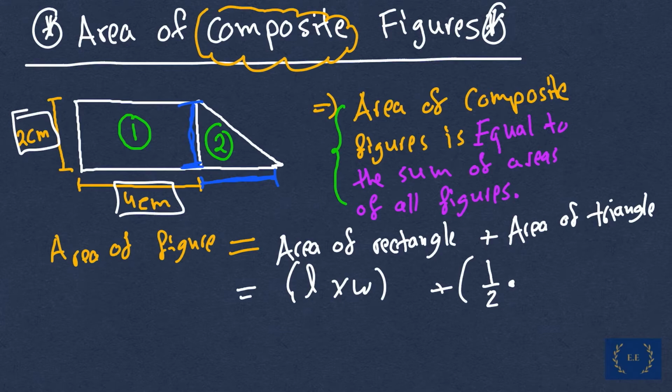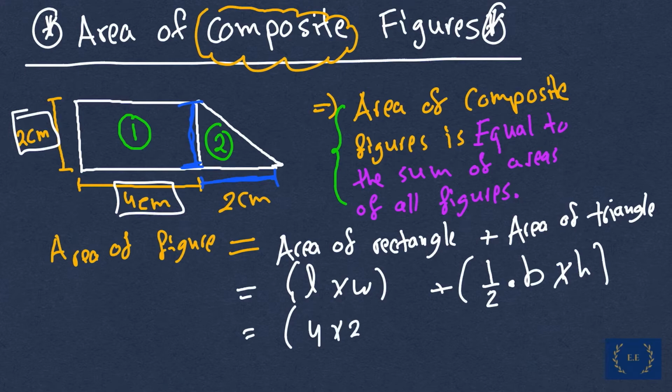So we have a missing piece here. So let's say I have this to be 2 centimeters long, which is the base of the triangle. So in this case we have half multiplied by the base given by the letter B multiplied by H, which stands for the height. Now let's replace with the numbers. We have the length of the rectangle, which is 4 multiplied by 2, which is the width, plus 1/2 multiplied by 2 multiplied by the height, which is 2 as well.